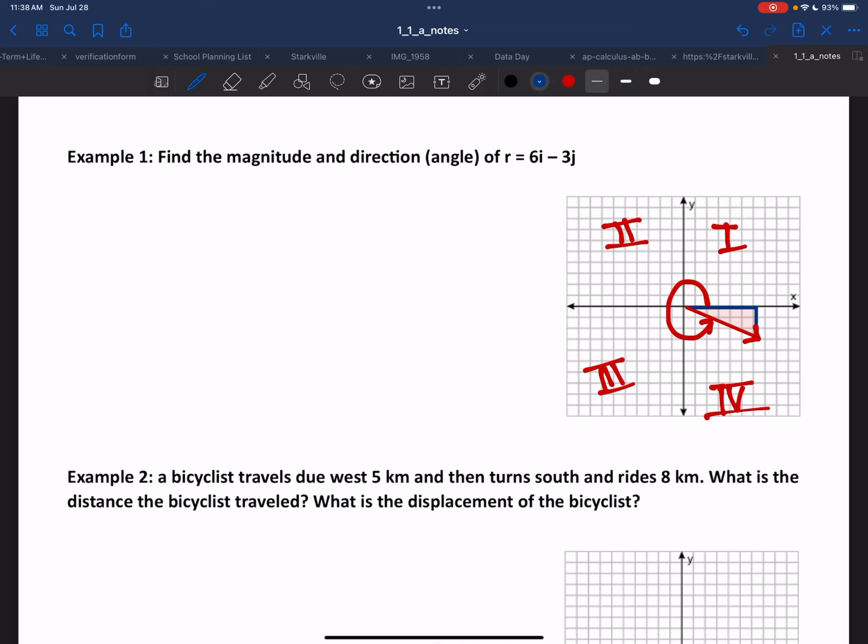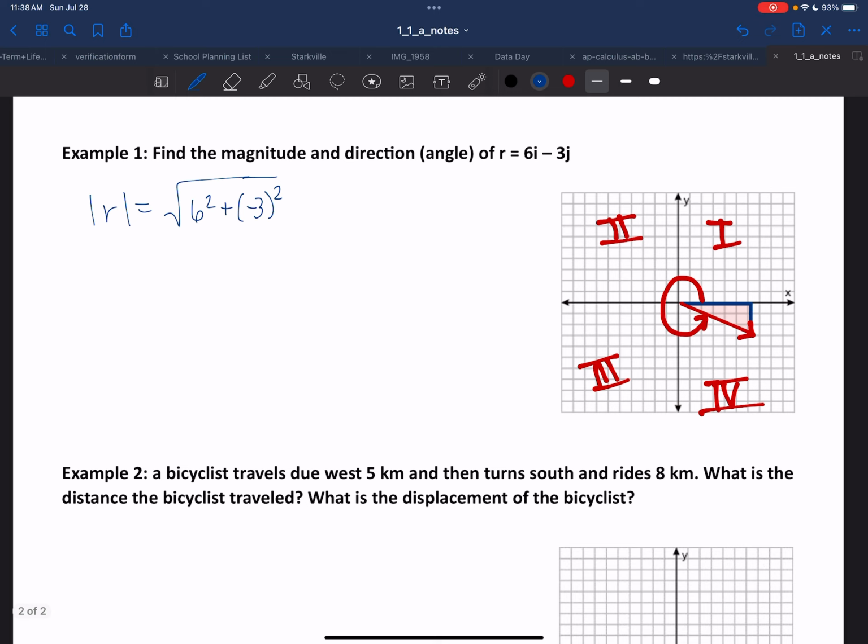All right, let's go ahead and put it together. My resultant vector is the square root of 6 squared plus negative 3 squared. So that gives me the square root of 36 plus 9, which is the square root of 45. And that's going to approximate about 6.708.